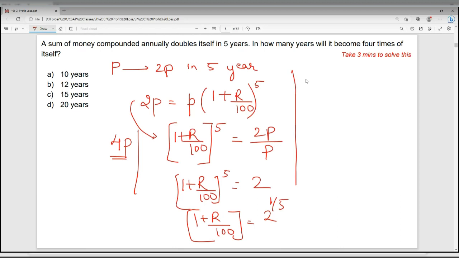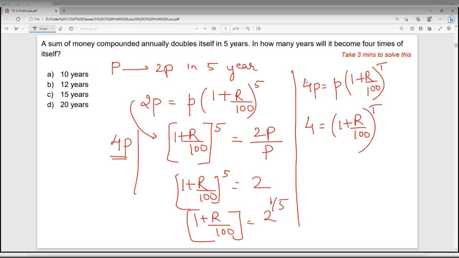4p, how much time it will take. So the final amount is 4p, the initial amount is p, (1 + r/100)^t, and this is 4. P gets cancelled. (1 + r/100)^t, and we know that 1 + r/100 is 2^(1/5), to the power of t. This is equal to 2^2, and then we have 2^(t/5) is equal to 2^2.